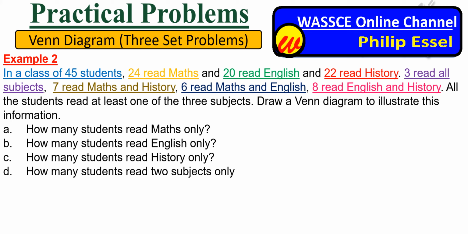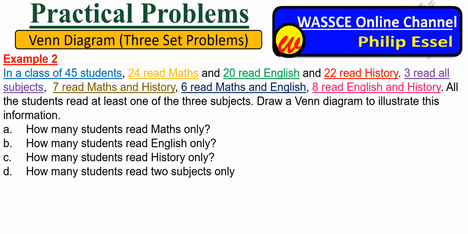Then A. How many students read math only? B. How many students read English only? C. How many students read history only? Then D. How many students read 2 subjects only? So, let's start by first picking up the most important information from this question.